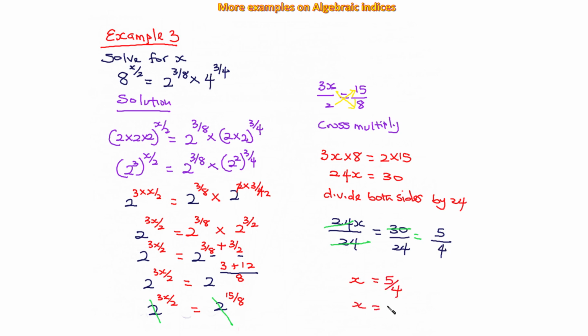In mixed fraction, you have it to be 1 whole number 1 over 4. As a decimal, you have it to be 1.25. This is your final answer. Thank you for these 3 examples. Now, these 3 examples have been able to show us how we can have more solutions on algebraic indices.